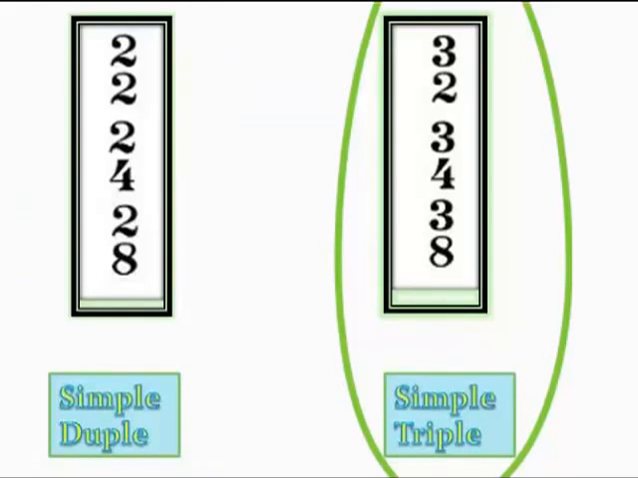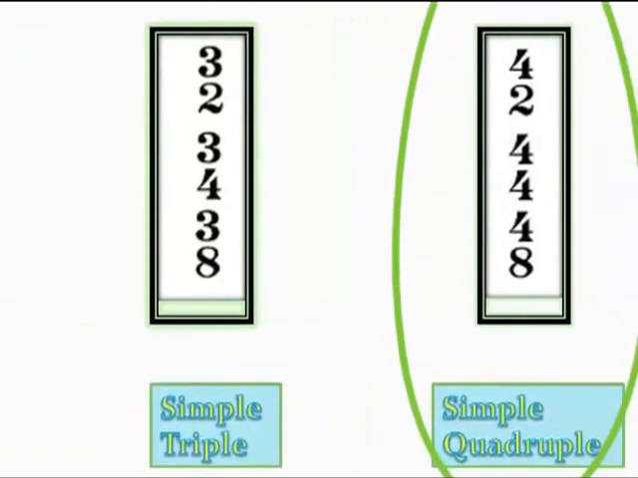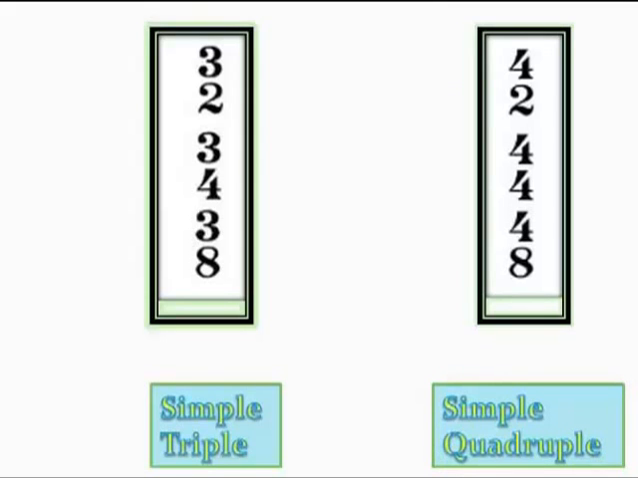In simple triple time, we could have 3/2, 3/4, or 3/8. Just like in simple duple time, the bottom number always tells us what type of note gets 1 beat. In 3/2, a half note gets 1 beat. In 3/4, a quarter note gets 1 beat. And in 3/8, an eighth note gets 1 beat. In simple quadruple time, we always have a 4 at the top and, like simple triple and simple duple time, the bottom number gives us the type of note that gets 1 beat.